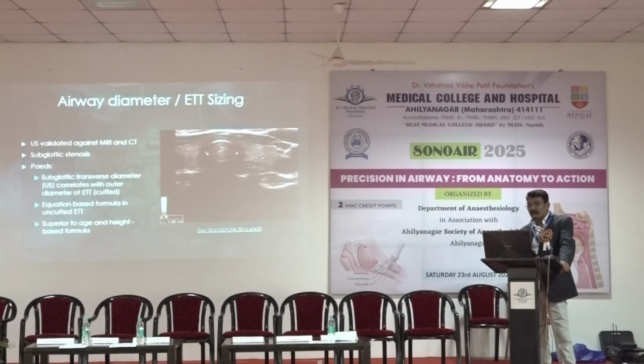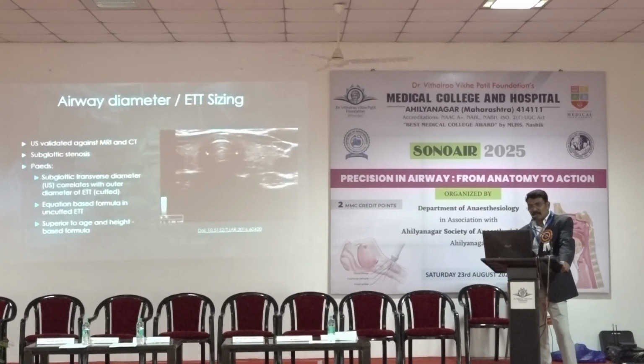Another thing, this is the trachea, and you can see the collapsible structure beside the trachea. This is the esophagus. Whatever I wanted to show in the previous slide is best seen here. And the vascular structures, those are the carotids seen here.